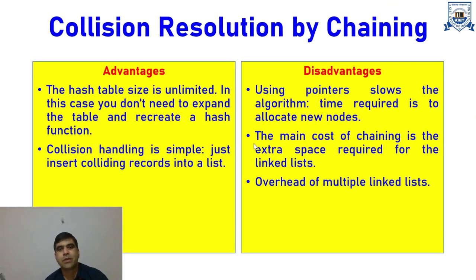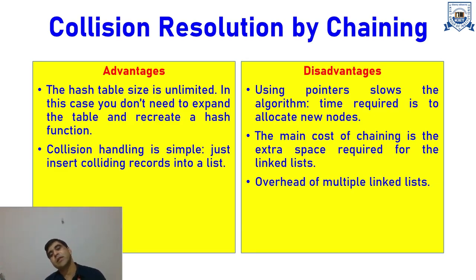See, the advantage of separate chaining is that the hash table size is unlimited. In this case, you don't need to expand the table and recreate a hash function, because any number of keys, if they are mapped to the same location, you can create any number of nodes. You can add any number of nodes, and all those keys can be stored. Collision handling is simple, right? Because you simply add a new node to the linked list. Just insert the colliding records into a linked list, right?